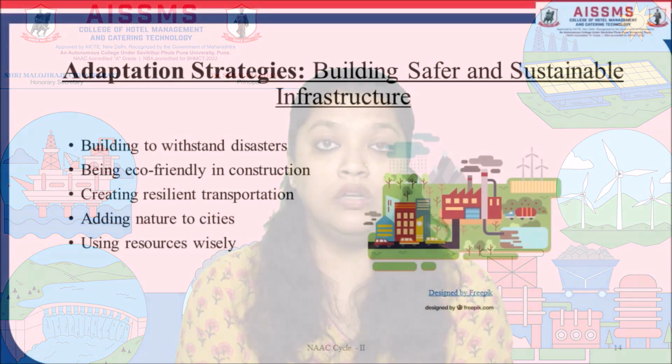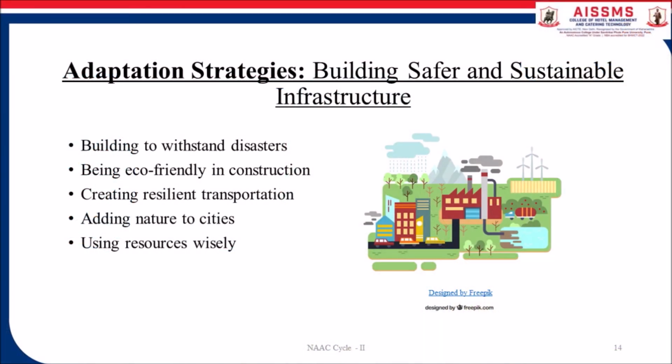So the first one is building safer and sustainable infrastructure. What does this mean? It means building to withstand disasters by making sure buildings and roads are strong enough to handle things like earthquakes, floods, and big storms. We do this by using tough materials, making structures stronger, and adding safety features to keep people and buildings safe.